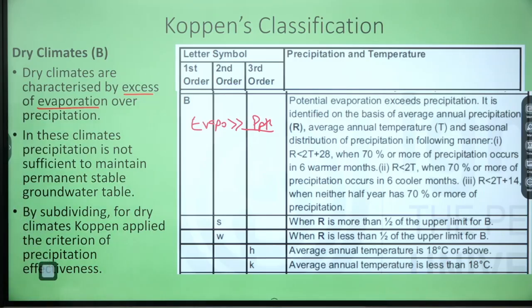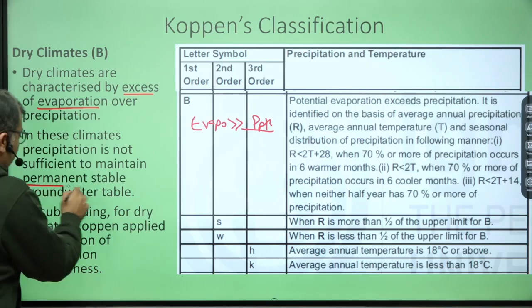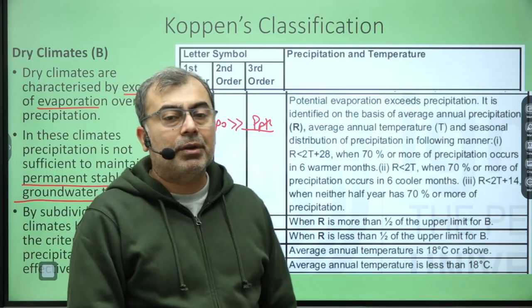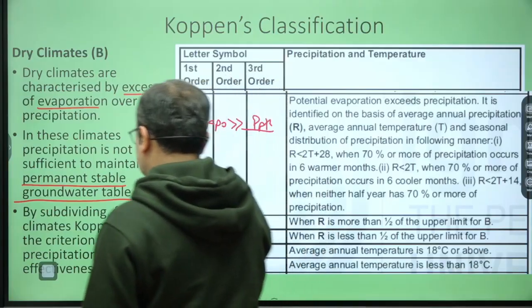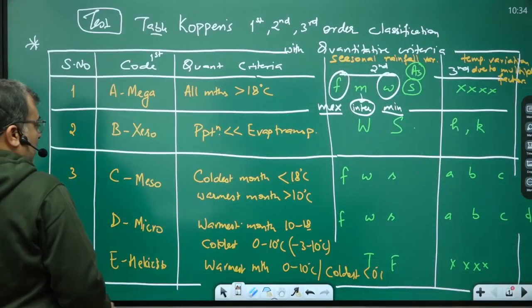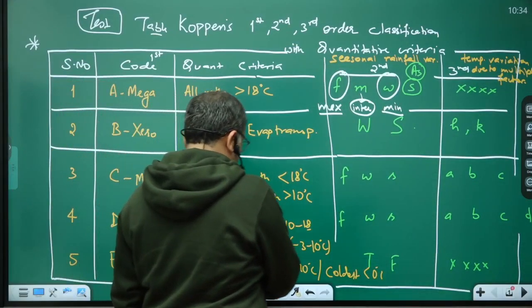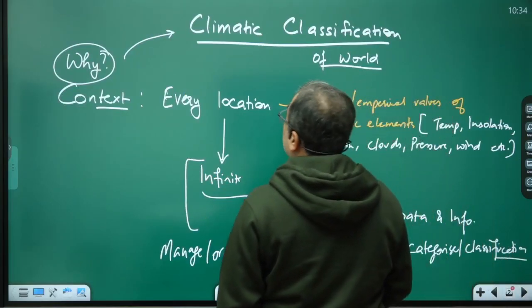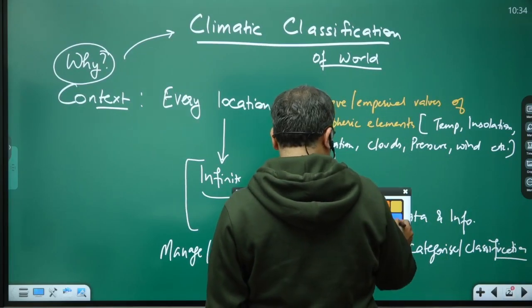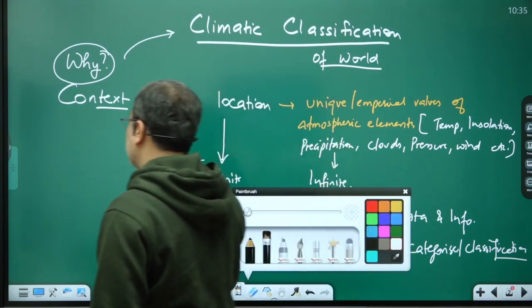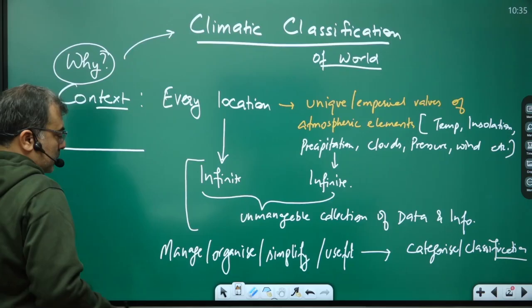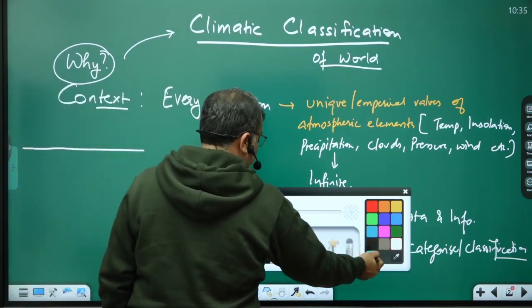In these climates, precipitation is not sufficient to maintain permanent stable groundwater. What do I mean by this? Permanent stable groundwater. So everyone, when we go inside the earth or the surface, and if I am to talk about, say for example, groundwater, this is the surface of earth. This is the surface of earth, and inside there is water.